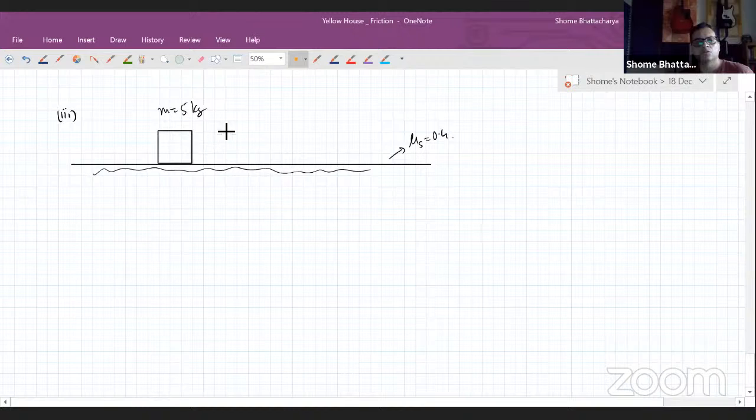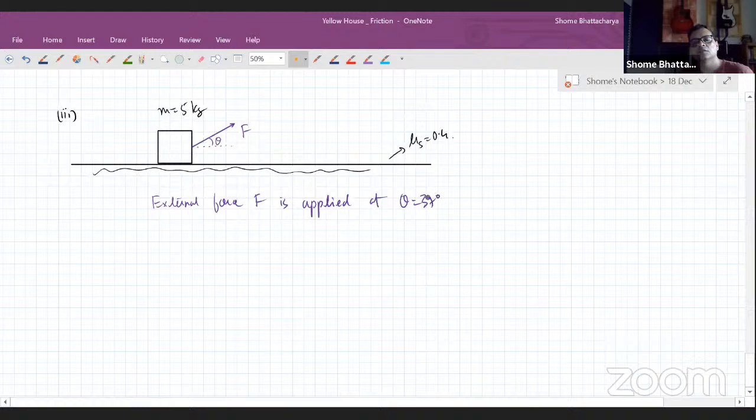Okay. So this time I'm applying an external force like this. Now this external force is applied at an angle of theta to the horizontal. So external force F is applied at theta equal to 37 degrees with respect to horizontal. This time this is what is happening. And again take g as 10 meters per second square.